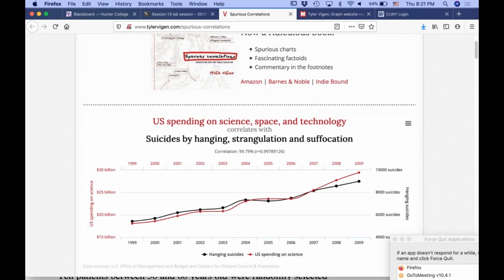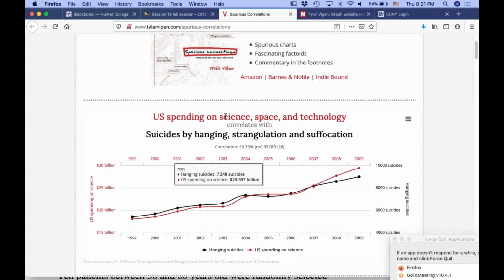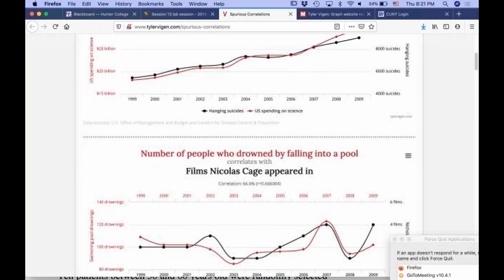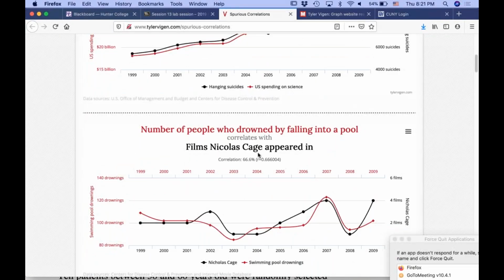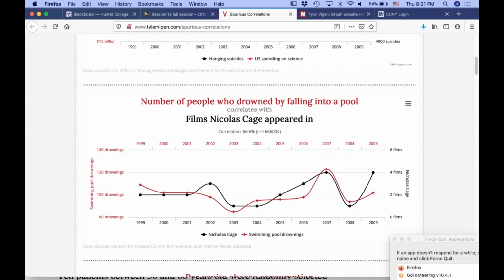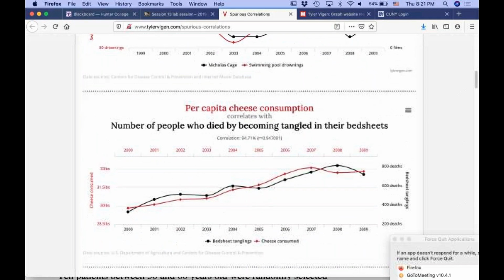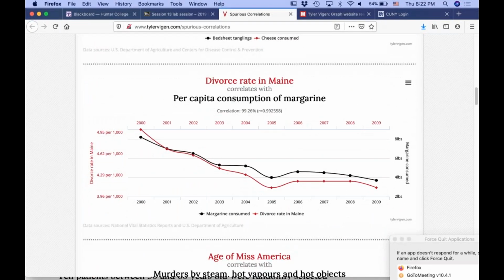Suicide by hanging, strangulation, and suffocation are associated with U.S. spending on space science and technology. The number of people who drown by falling into a pool correlates with films Nicolas Cage appeared in. And look how close the association is there. Yeah, well, it's true. I mean, it's not making these numbers up. Per capita cheese consumption, we just saw that one. Divorce rate in Maine correlates with the per capita consumption of margarine, right?